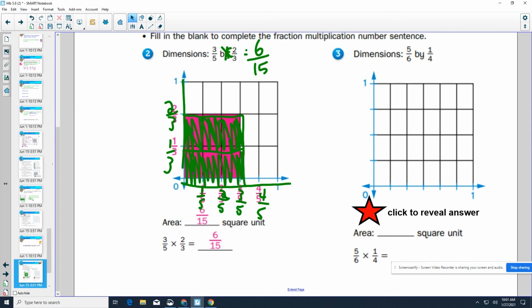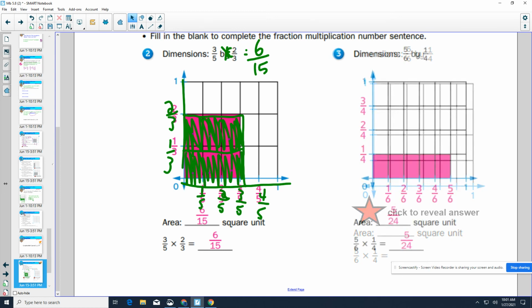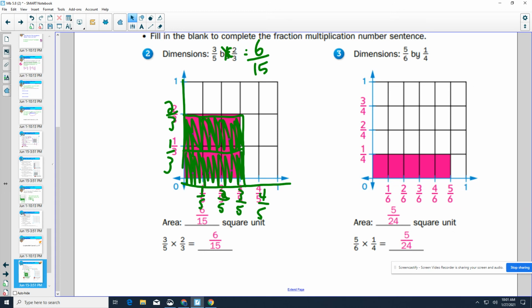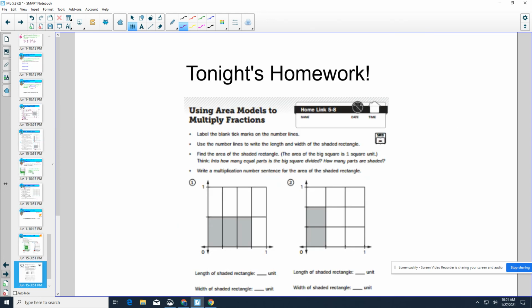All right, so hopefully you've completed number 3 on your own. So let's see. Hopefully you're getting the hang of it there. You can see on this one, they told us to go over 5/6. So we did that. And it said only go up 1/4. So that's why there's only one row. Again, you can check your multiplication against your shaded area to see if it matches.